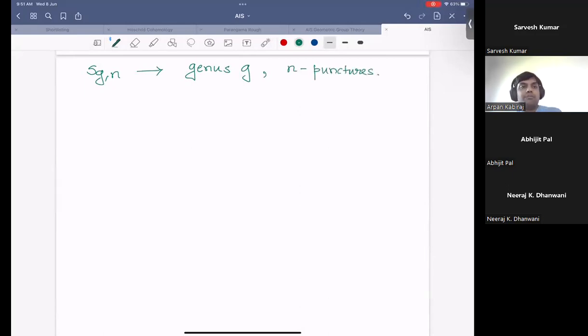So what do I mean by punctures? You take any n points and remove them. Just the point. Delete the point from the surface. That is called punctures. Okay.